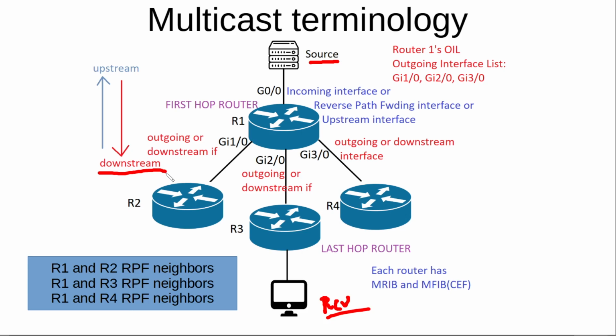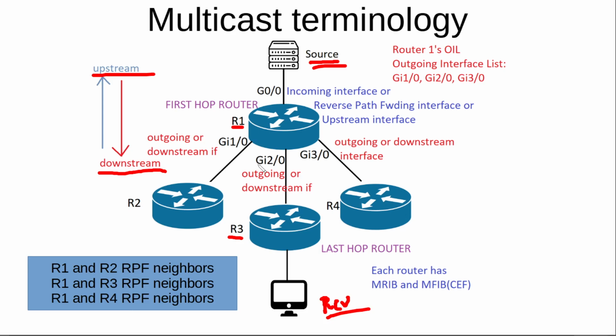Now, when we are talking about devices or interfaces that are closer to the source, we will be talking about upstream devices or upstream interfaces. So if we take router 3 for instance, for router 3, router 1 is an upstream device. Whereas if we take router 1's point of view, router 3 will be a downstream device. Now let's analyze router 1.